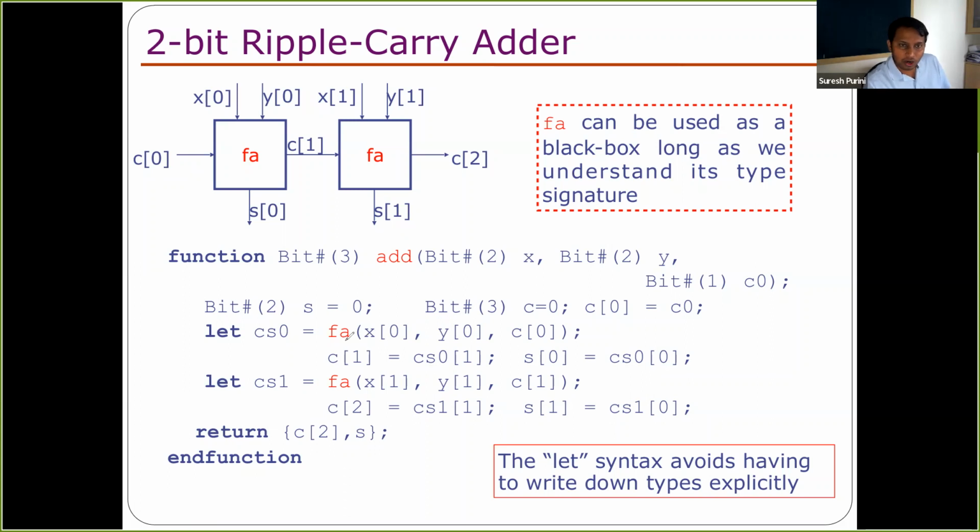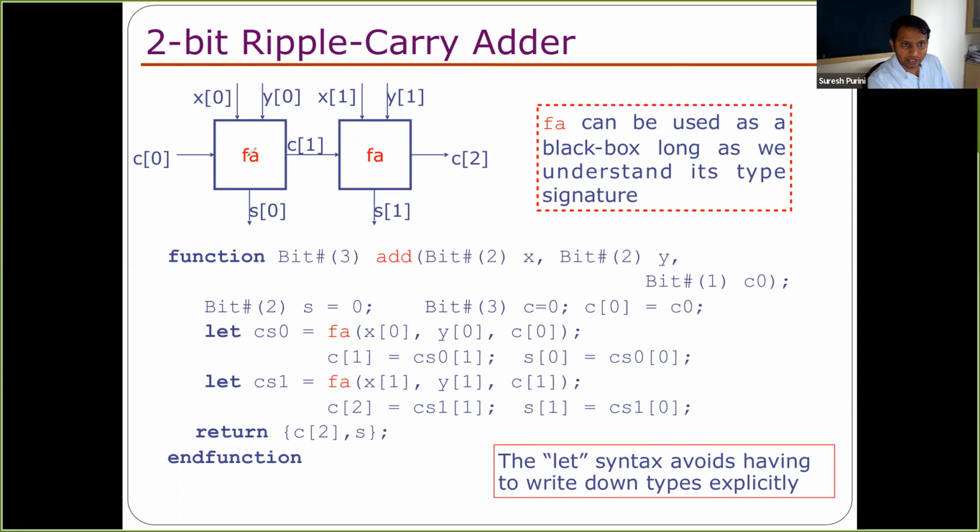FA will not be called. FA is in some sense inlined, because with circuits, they're not functions, they get inlined. It's not like you call the function and you get some value. The circuit associated with FA gets inlined with corresponding parameters x0 and y0 being passed.